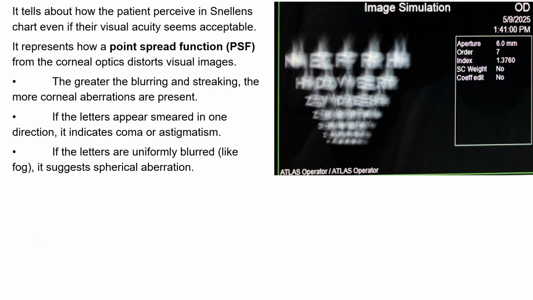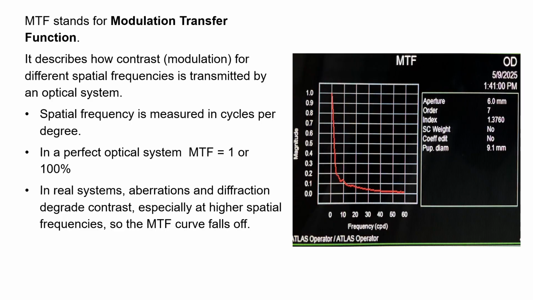Then the next is image simulation. It tells how the patient perceives the image on a Snellen's chart, even if their visual acuity seems to be acceptable. It represents how the point spread function from the corneal optics distorts visual images. The greater the blurring and streaking, the more corneal aberrations are present. If the letters appear smeared in one direction, it indicates coma or astigmatism, and if the letters are uniformly blurred, it suggests spherical aberrations.